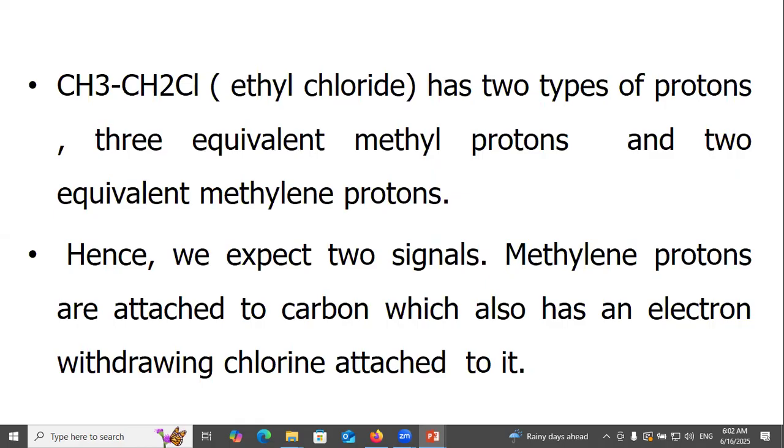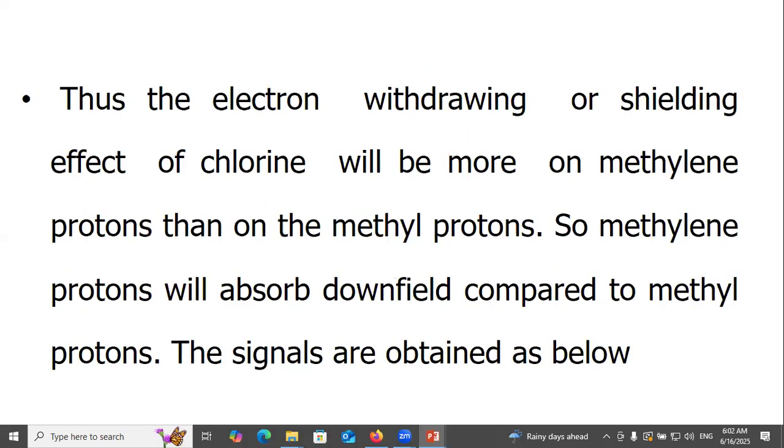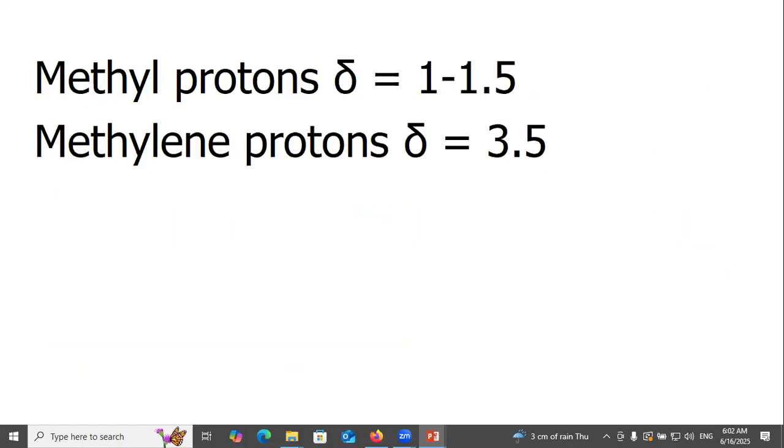Methylene protons are attached to a carbon which also has an electron withdrawing chlorine attached to it. Thus, the electron withdrawing or deshielding effect of chlorine will be more on methylene protons than on the methyl protons. So, methylene protons will absorb downfield compared to methyl protons. The signals are obtained as below. Methyl protons delta 1 to 1.5, methylene protons 3.5.